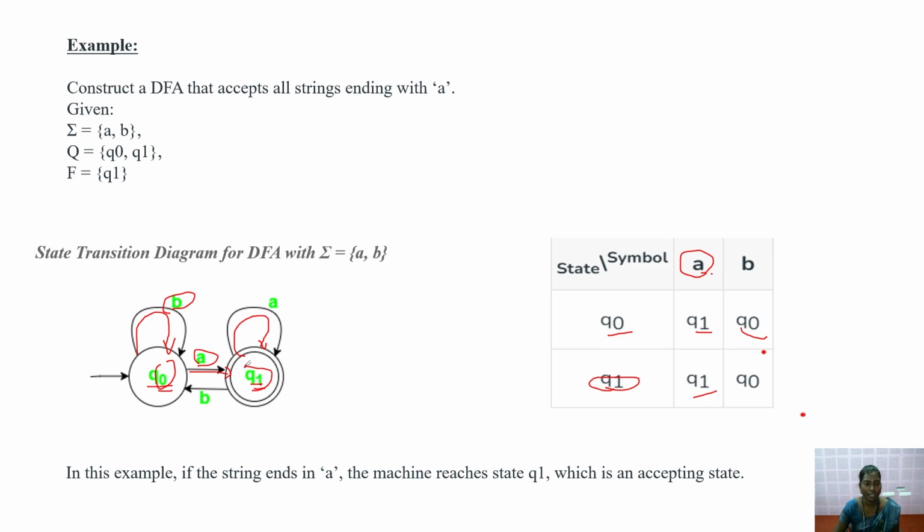Next, from Q1, input symbol B moves to Q0. So here it is represented as Q0. This is how the transition function has been implemented based upon this transition diagram. In this example, if a string ends with A, meaning the machine reaches state Q1, then it is accepted.